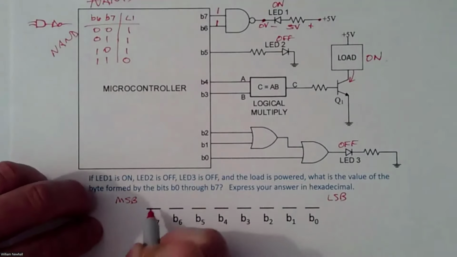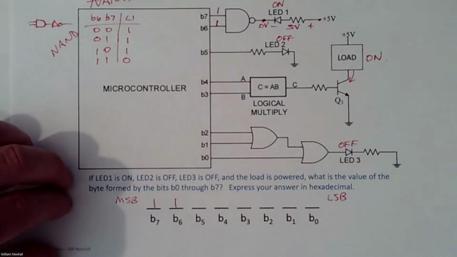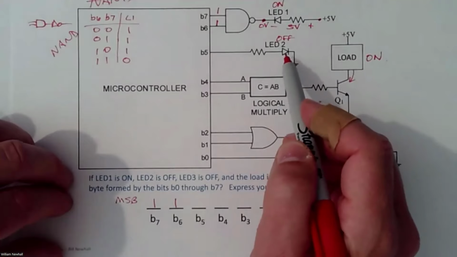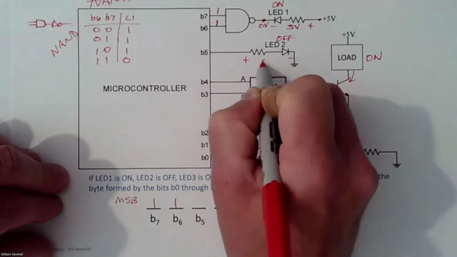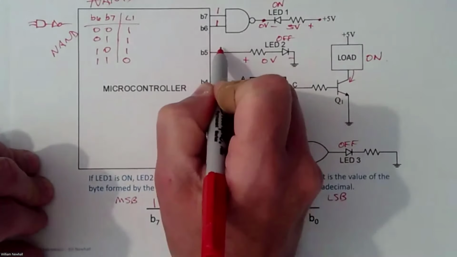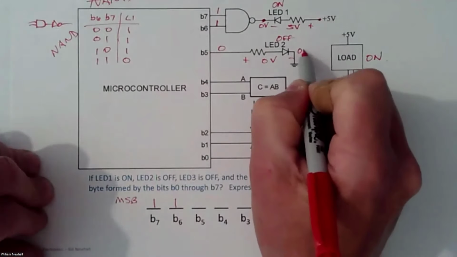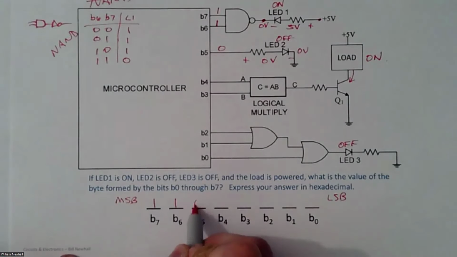So I can come down B6 and B7. I can put 1 and 1. LED2 is off, so I want 0 volts across this LED in series with a resistor. So I want a 0 here since I have 0 volts at the cathode of the LED. So B5 is a 0.